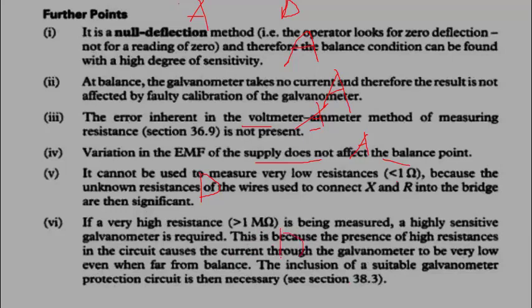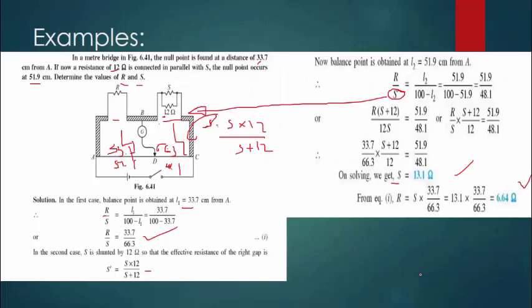So hii ni disadvantage. The inclusion of a suitable galvanometer protection circuit is then necessary, kwa sababu galvanometer unakuwa unai-protect isije kaungua au ikafanya vitu kama hivyo, kwa sababu ya umeme kuzidi au kupungua.